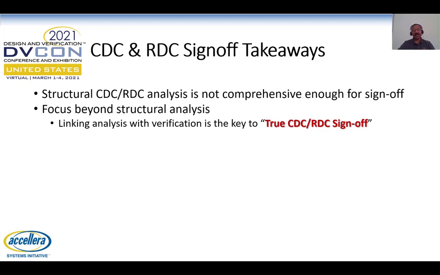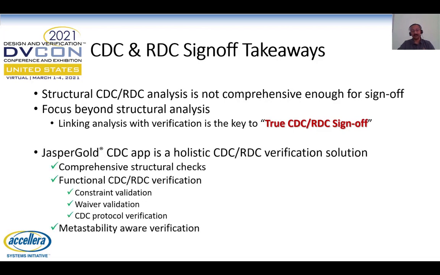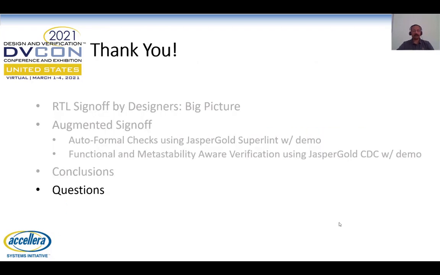On the CDC side, again, as we have seen, structural CDC RDC analysis is not comprehensive enough, and we need to link the CDC RDC analysis with verification to achieve true CDC RDC sign-off. Towards this, JasperGold CDC offers a holistic solution comprising structural checks and functional CDC RDC verification, which includes constraint validation, waiver validation, CDC protocol verification, and metastability-aware verification in both formal and simulation.